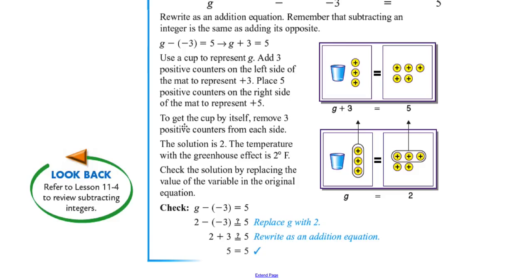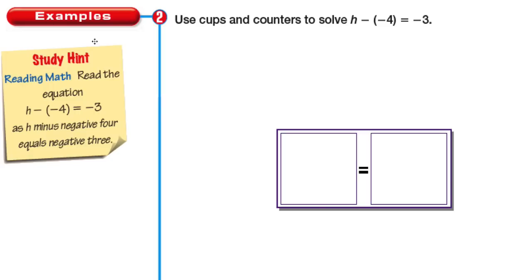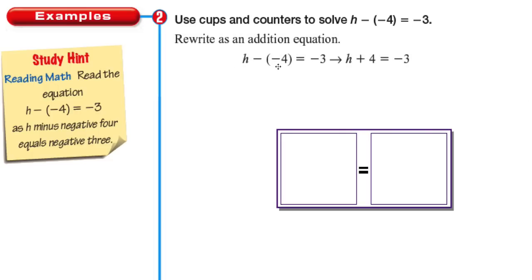Okay, let's take a look at example number 2. Use cups and counters to solve H minus negative 4 equals negative 3. Again, we want to rewrite this equation as an addition equation. H minus negative 4 equals negative 3 is the same as H plus 4 equals negative 3. Remember that when you're subtracting, you're adding its opposite, the opposite of negative 4, which is 4.